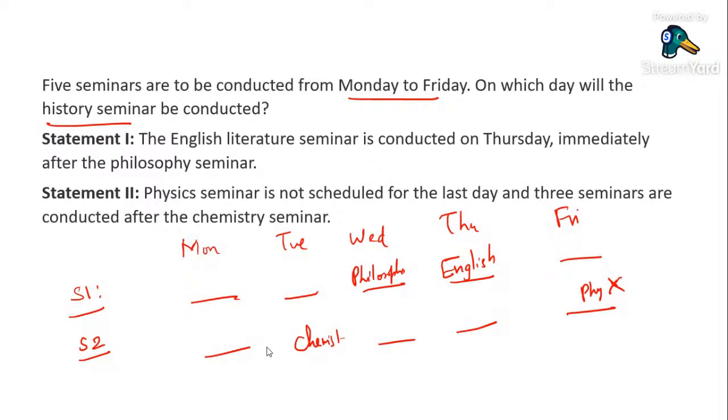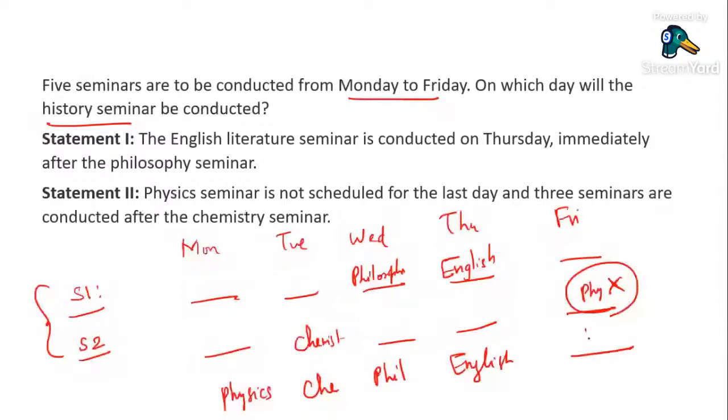Now, what is the next step? One alone, not possible. Two alone, not possible. Let's combine both. Okay, I'm just combining chemistry, philosophy, English. I know the physics will not come on the last. So let me take it physics first. Because that is the only portion left out. Which means this is empty, this has to be history. So by combining both, you can get the answer for the history to be on Friday.